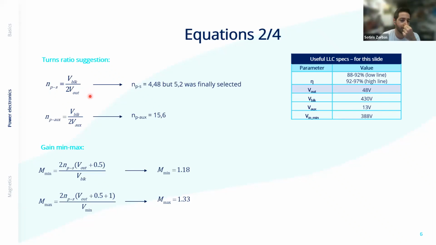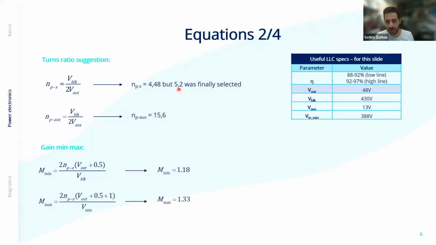Every application note that you're going to find is suggesting to select the turns ratio of primary to secondary based on the bulk voltage of the PFC divided by 2 times the output voltage. Again, we're talking about a half bridge design here. And from the primary to auxiliary, we're just replacing the output voltage with the auxiliary voltage. The recommendation is 4.5, but 5.2 was selected actually in the application note. You will see that the effect isn't major. It's not written in stone.